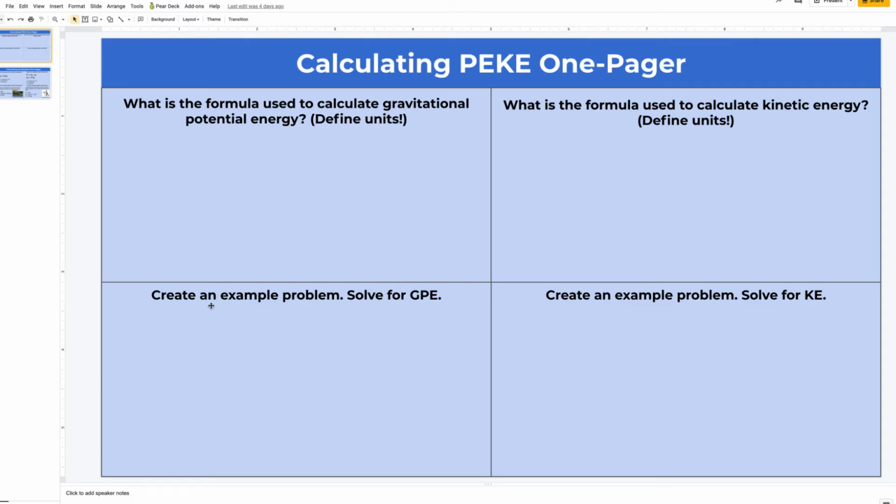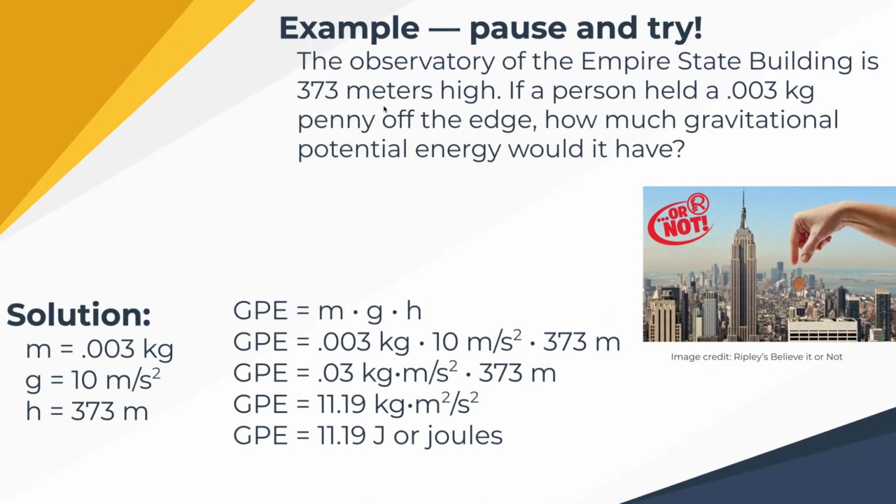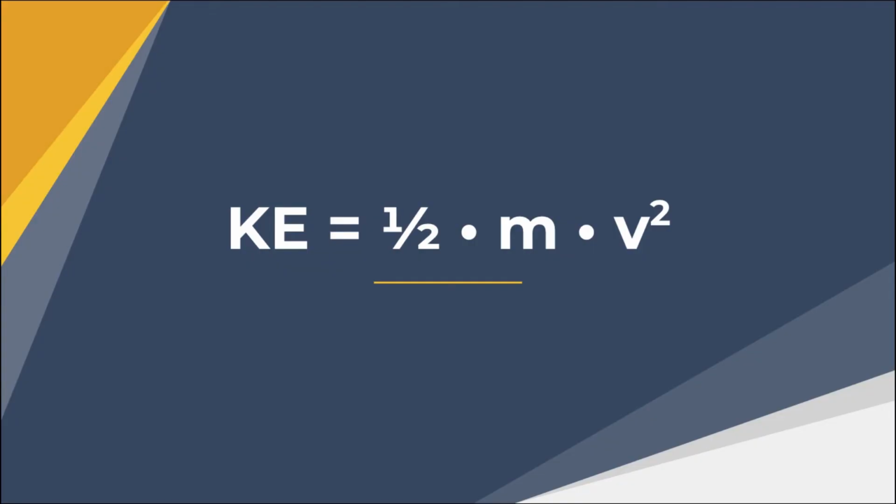Now it is your turn. In the bottom left box, you're going to create an example problem just like what we saw. So where you set up a situation, you show a little picture of the situation with a citation, of course, and then you solve for gravitational potential energy. So in your example, make sure you include how high off the ground it is in meters, how much mass it has in kilograms, and that you're asking about gravitational potential energy. So pause the video and create your example now.